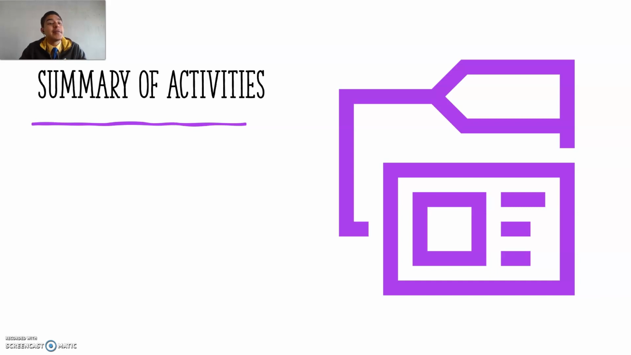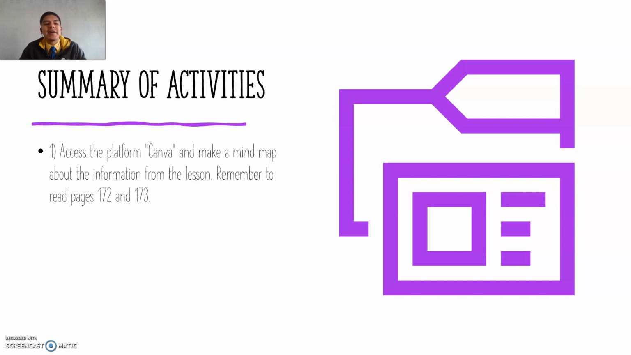And here you have a small summary of activities that you need to complete today. Number 1, access the platform Canva and make a mind map about information from the lesson. Remember to read pages 172 and 173. That is very important because just like always, I include most of the information that you have in your book, but it's always important that you reinforce your reading skills a little bit as well.